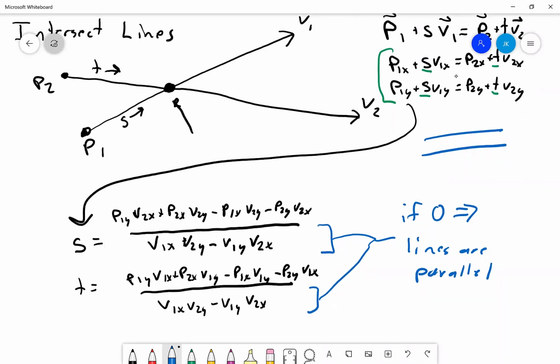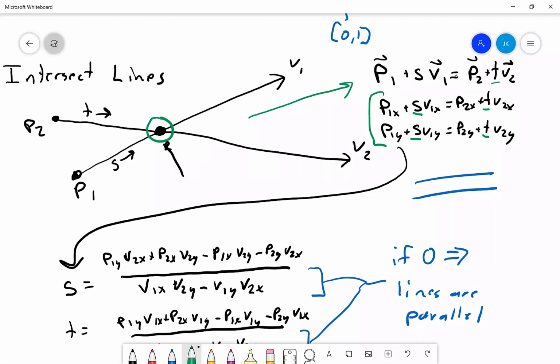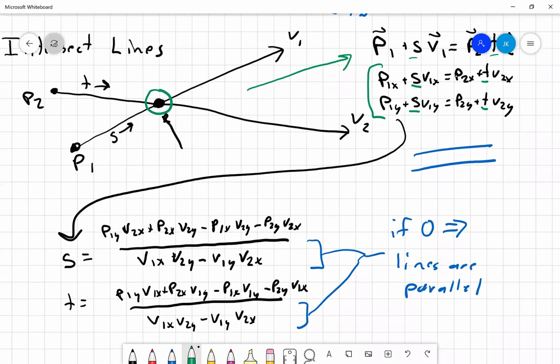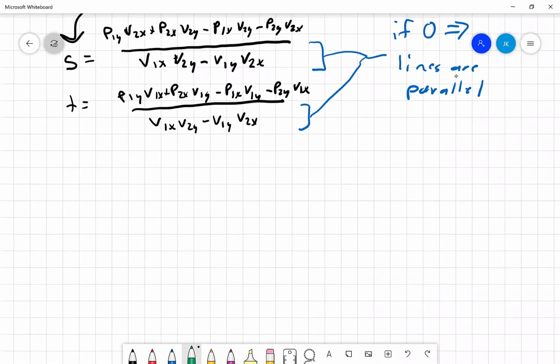But once you do, now you have the s value and you have the t value. And so if you want to get the coordinates of that intersection point, you just plug in s and t into these equations, and you should get the exact same result. If you plug s in here, p1 plus s times v1, you should get the same thing that you get if you were to plug in for t in the second one, p2 plus t times v2. So those should come out identical to each other. Okay, so that's an example of intersecting two lines.